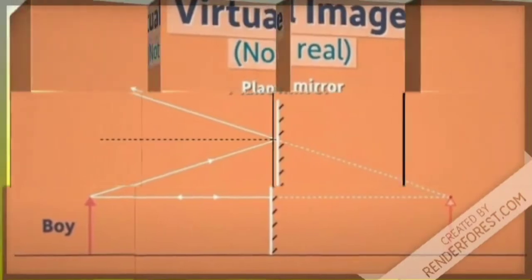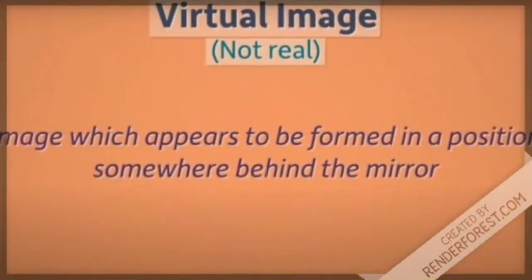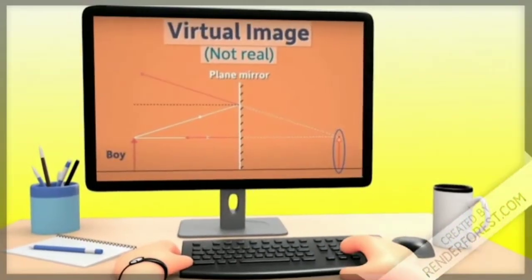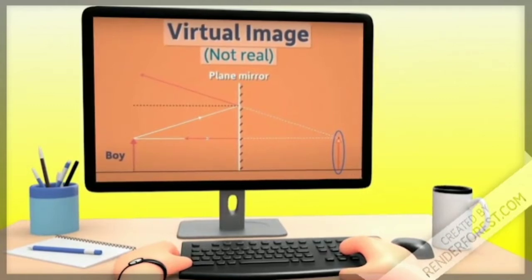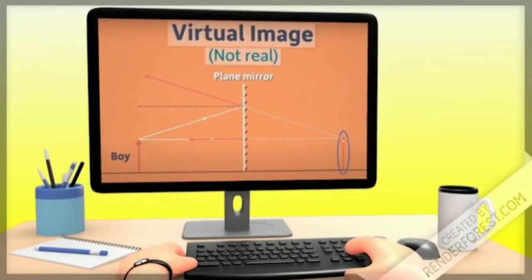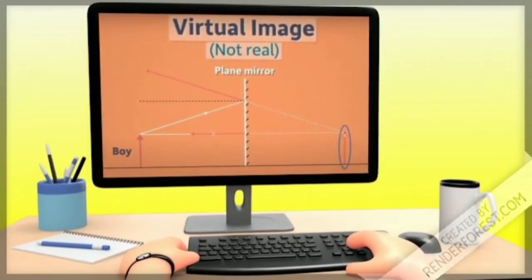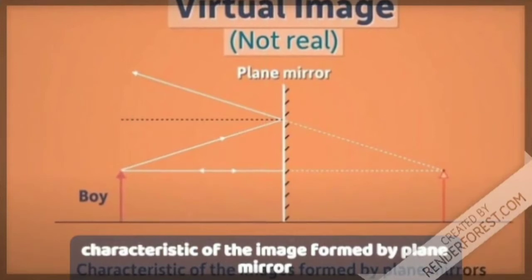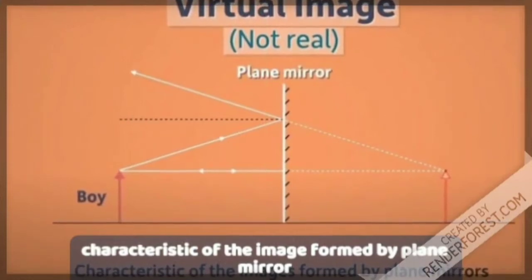You can think of the virtual image as an image which appears to be formed in a position somewhere behind the mirror, but in reality it isn't there. A virtual image is formed when the light rays diverge after reflection from the mirror. Every plane mirror forms a virtual image. This is the first characteristic of the images formed by plane mirrors. Images formed by plane mirrors are virtual and are not real. So what is the real image then, and how are they formed?